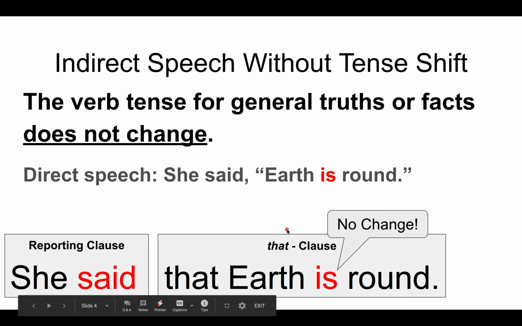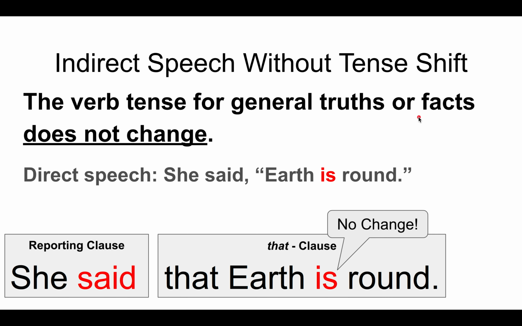It's not backshifted. The reason for this is because general truths and facts are timeless. They don't change. They are always this way. Earth is always round, has been round. I think it will always continue to be round as long as we're alive and we can report on it. So that's why it doesn't change.